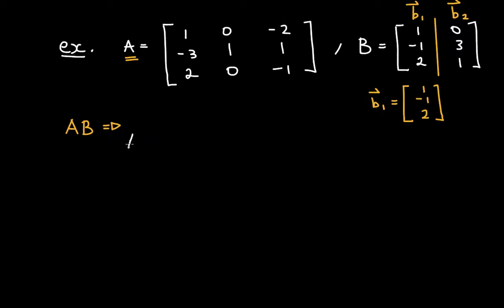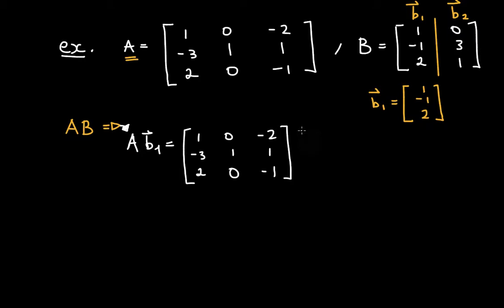So let me just do that. I'm actually just going to put that a little bit downwards. So we have matrix A times vector B1. So this looks like this. So we have 1, negative 3, 2, 0, 1, 0, negative 2, 1, negative 1. And we want to multiply this with this vector, 1, negative 1, 2.